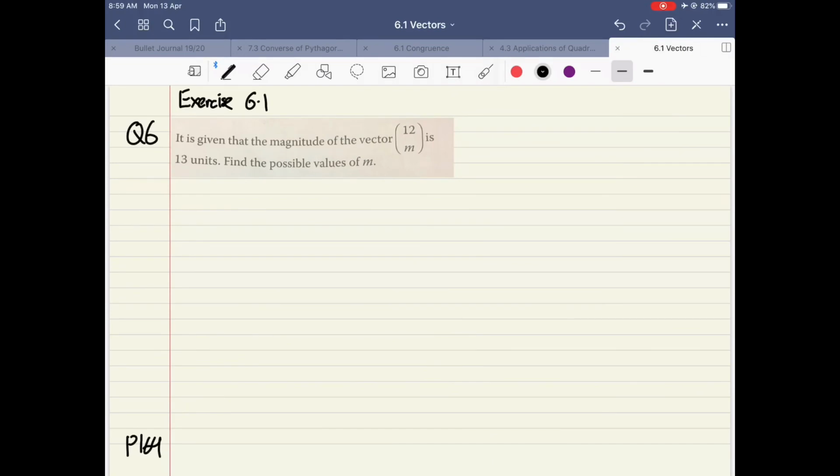Now I'll work on some examples from exercise 6.1 that can be found on page 164 of your textbooks. So you might like to use your textbooks as I go through this. For question 6 itself, we'll talk about magnitude. So I'll start with this. The magnitude of the vector is equals to 13 units.